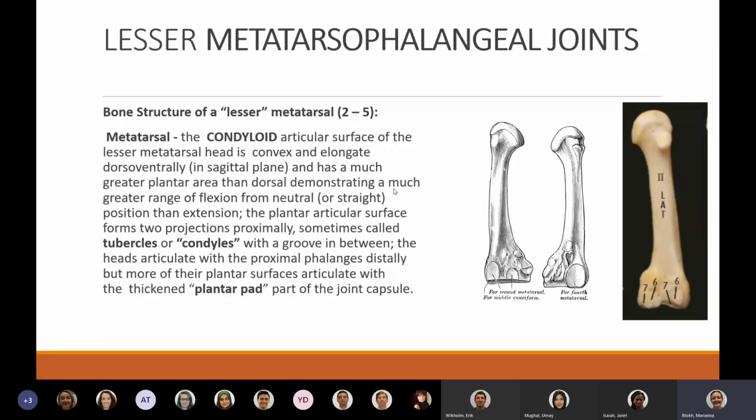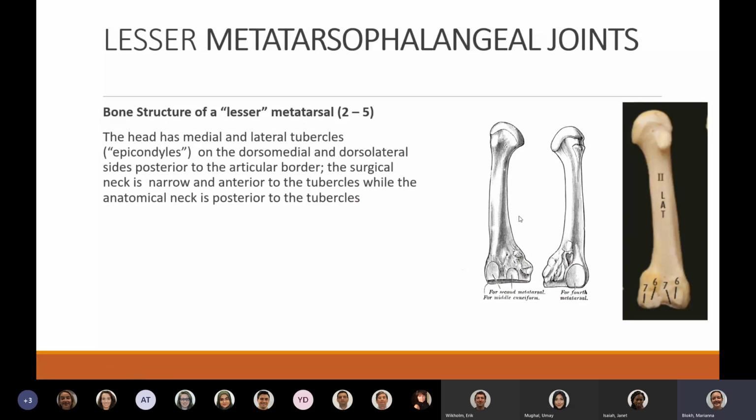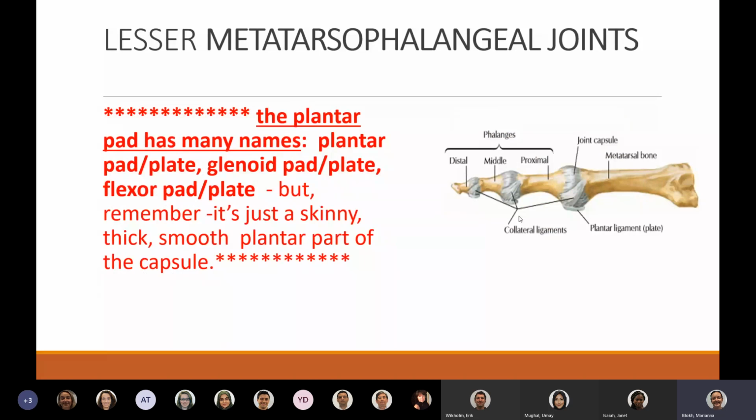Okay, so another high yield thing, remember interosseous Lisfranc's ligament between. This looks superficial, but it's interosseous. I just want to make that point across. You could review the structure of the metatarsals, the types of joints they form. This is a very high yield thing.